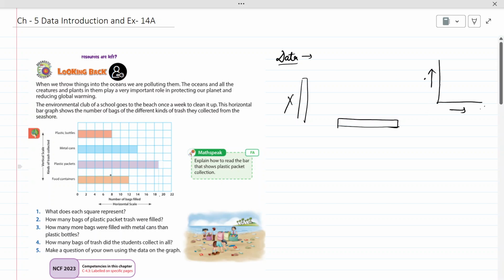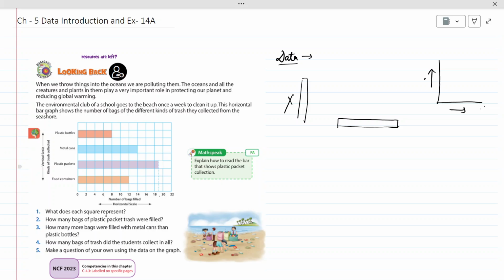So if we read these bars, we have food containers first. There are 12 bags containing food containers. There are 19 bags containing plastic packets. Then there are 14 bags containing metal cans and 8 bags containing plastic bottles. This is what this graph says. Now let us go through the questions.